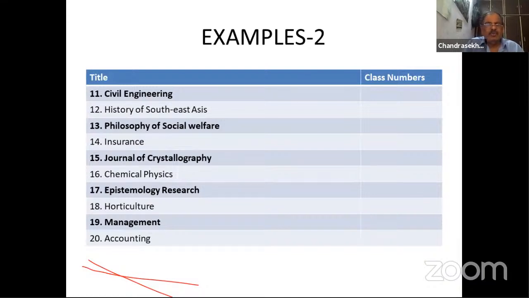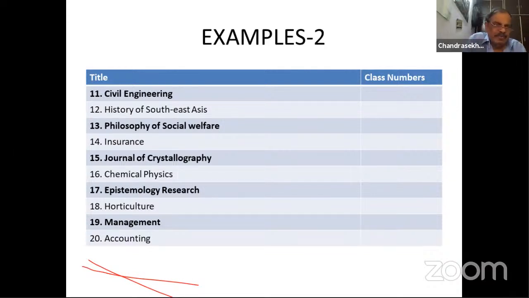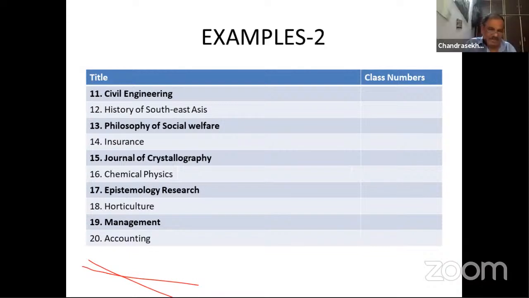Exercise number 2. You understood how to build the number, simple numbers. Then civil engineering, 624. Direct number in the third summary, you find the number. 624 civil engineering, directly its number is there.